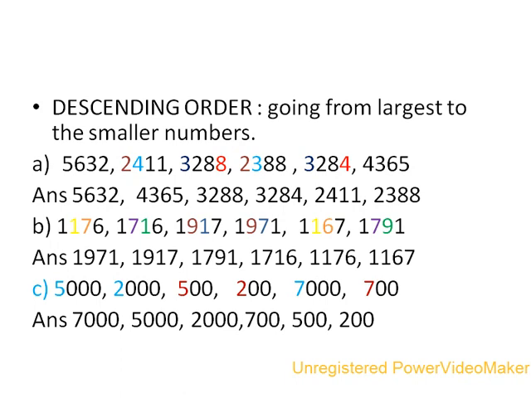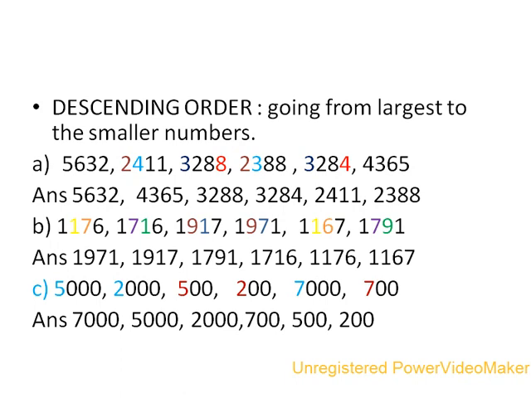5632, 2411, 3288, 2388, 3284, 4365. Among this group, if you see at the thousands place, there is 5, 2, 3, 2, 3, 4. Now in this, 5 is the largest at the thousands place. So we will take 5632 first, after that 4365. There are two numbers which have 3 at the thousands place.